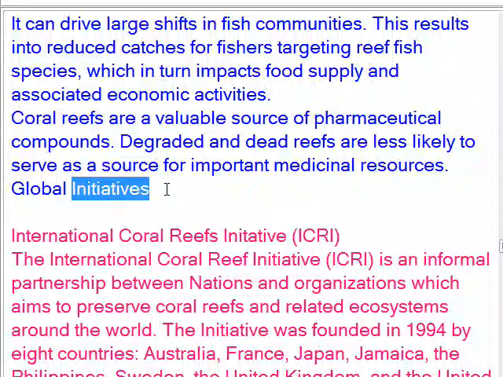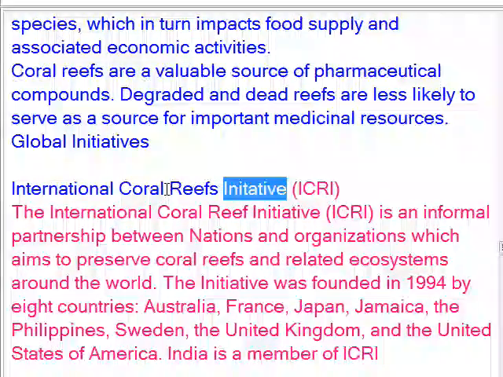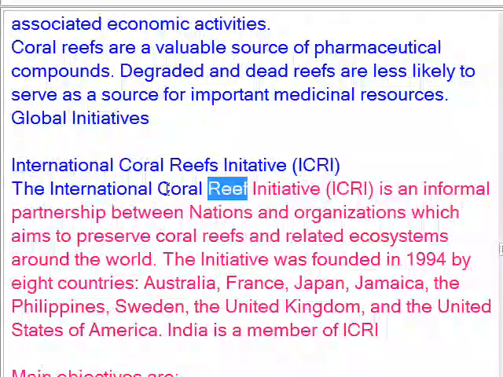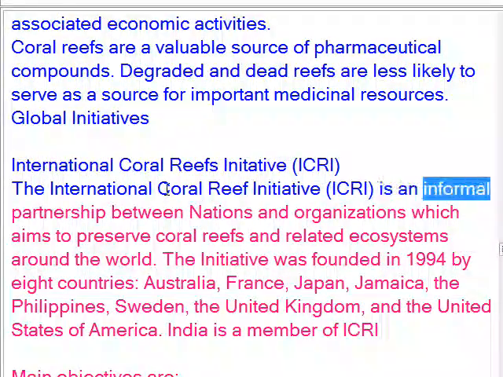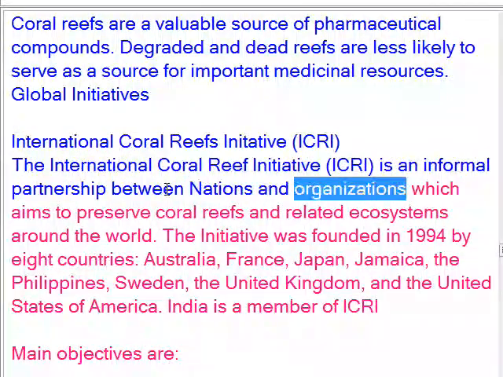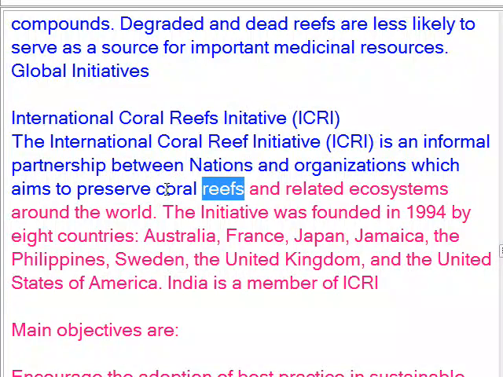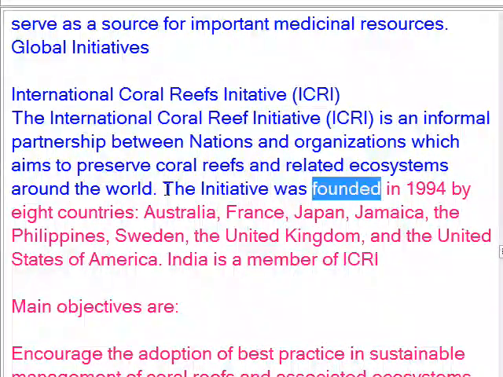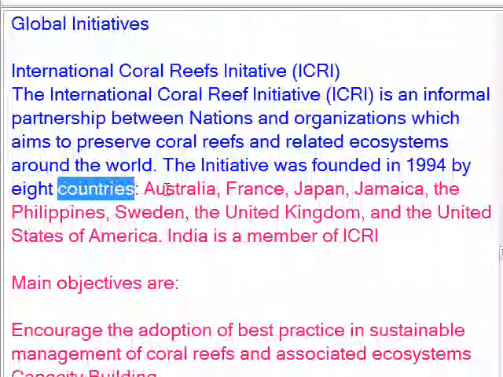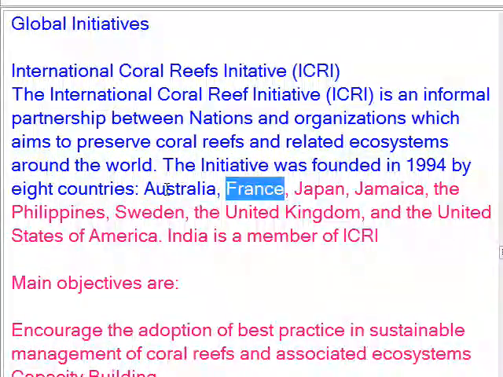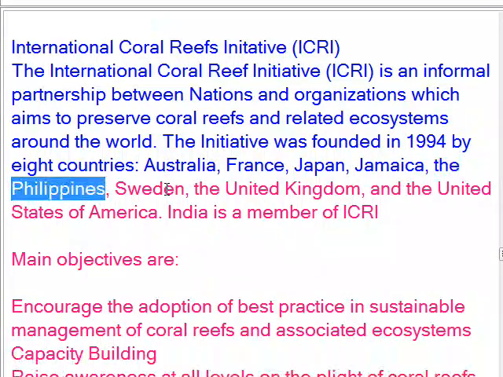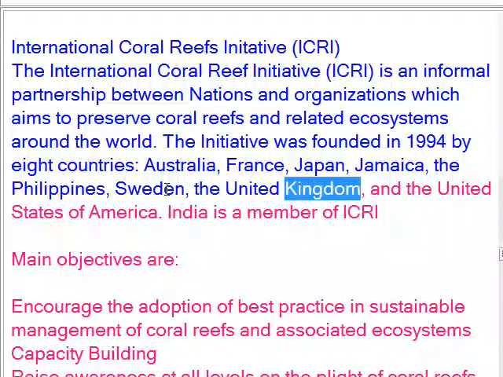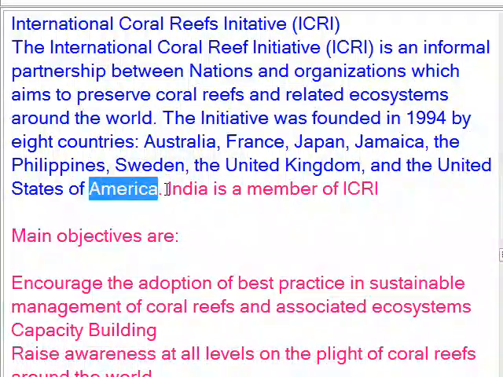Global initiatives. International Coral Reef Initiative, ICRI. The International Coral Reef Initiative, ICRI, is an informal partnership between nations and organizations which aims to preserve coral reefs and related ecosystems around the world. The initiative was founded in 1994 by 8 countries: Australia, France, Japan, Jamaica, the Philippines, Sweden, the United Kingdom, and the United States of America.